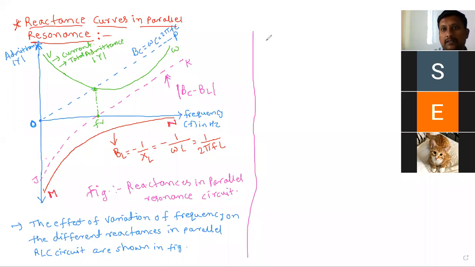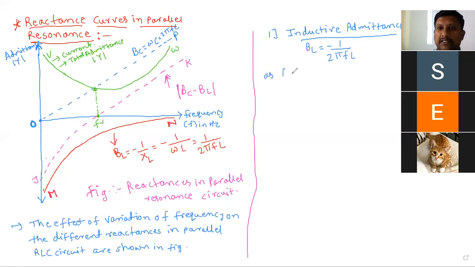So the next point you have to describe is the inductive susceptance, or inductive admittance, we can say. Inductive admittance is actually written as YL. Instead of YL, we are taking BL. That is minus 1 upon 2 pi fL.